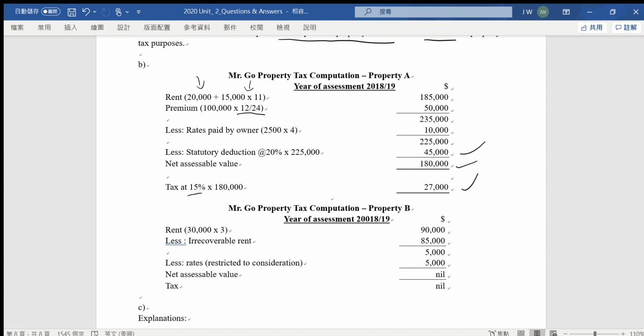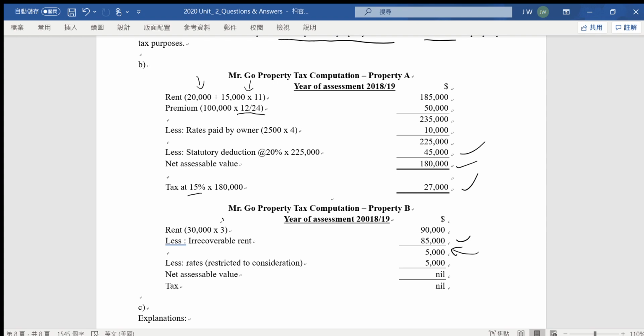Then property B. For this one, you will find that it is being rented out for 3 months only. Okay, 3 months only. And the amount of the rental income is 90,000. But in this year, because the assessor agrees the previous tenant's rent is irrecoverable, and the amount is 85,000, that will be allowed to deduct in this year. And then the remaining amount is just 5,000, right?